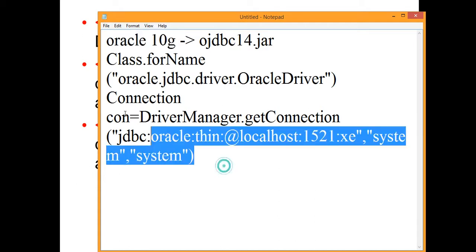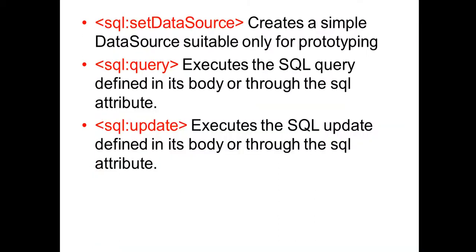So to set up prototyping, the tag we require is sql:setDataSource. DataSource must have a capital S. To write a select query, we require the tag sql:query. It will execute the query, defined in its body or through the sql attribute. If you want to do database manipulation, DML statements, then you require the tag sql:update. It will execute an SQL update defined in its body or through the sql attribute.